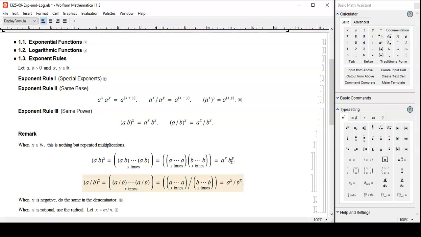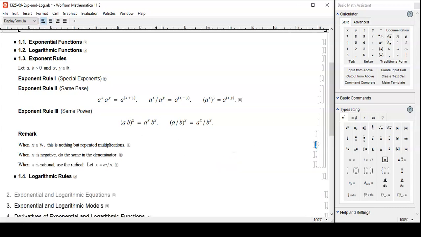Excuse me, there's a typo. Sorry about that. It should be the same x power. You see, same power. Sorry about that. That was just a typo.